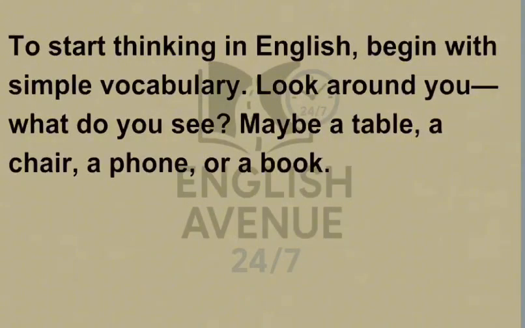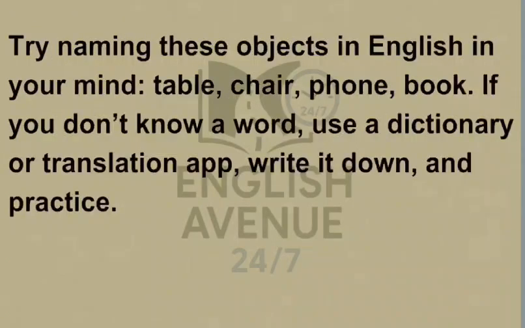To start thinking in English, begin with simple vocabulary. Look around you. What do you see? Maybe a table, a chair, a phone, or a book. Try naming these objects in English in your mind: table, chair, phone, book. If you don't know a word, use a dictionary or translation app, write it down, and practice.